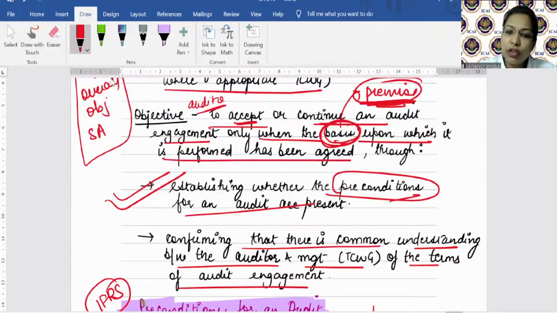And what is that? First of all, the preconditions should be there. Further, the auditor needs to confirm that there is a common understanding between the auditor and management, or where applicable, those charged with governance, of the terms of the audit engagement.